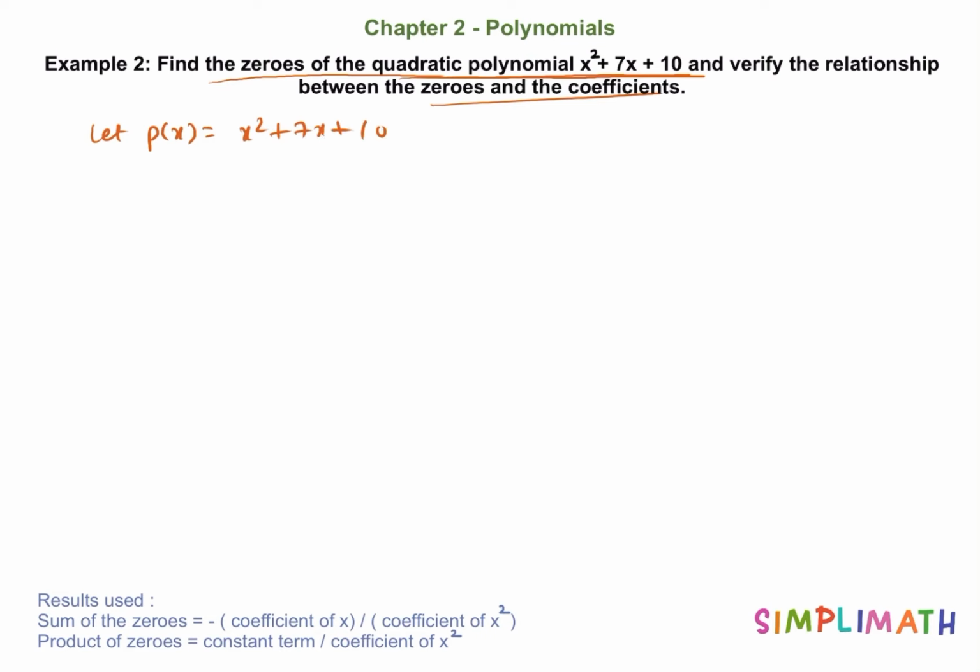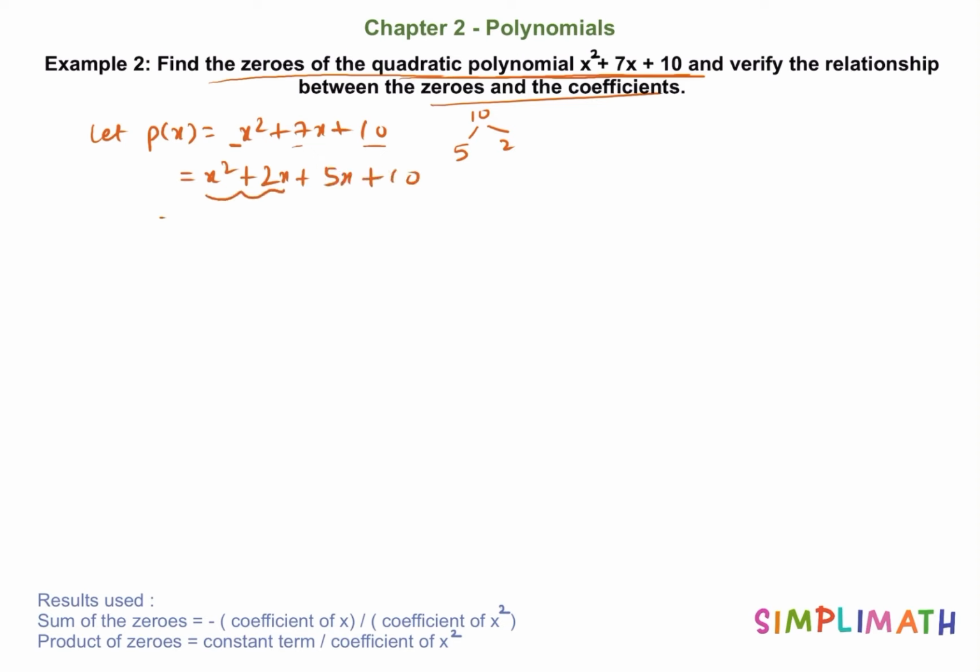We are going to split the middle term. So if we take the coefficient of x square and the constant term and find the product, it is 10. 1 into 10 is 10. How do we split 10 so that the sum becomes 7? We can say 5 into 2. 5 into 2 is 10 and 5 plus 2 is 7. So we can write this as x square plus 2x plus 5x plus 10.